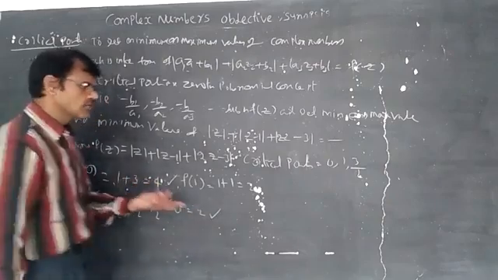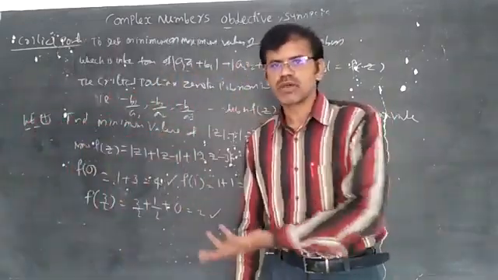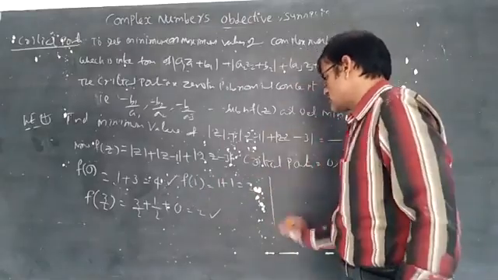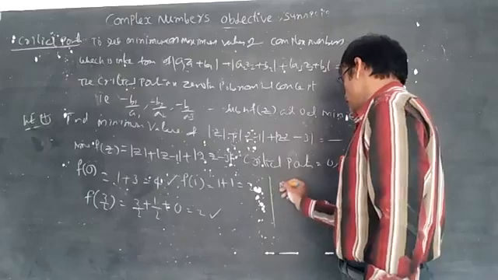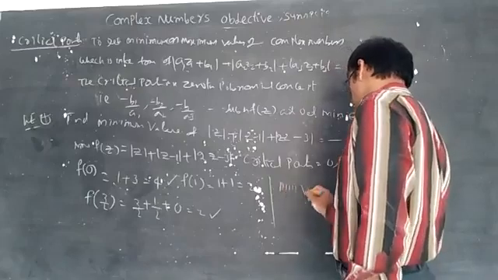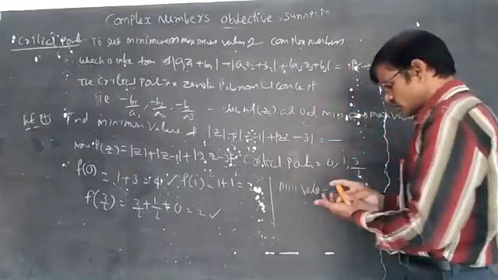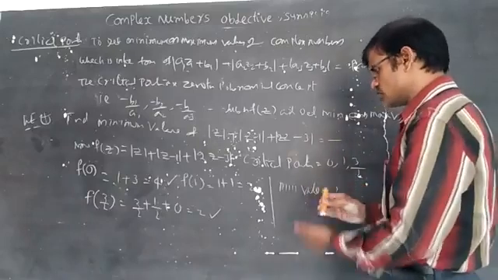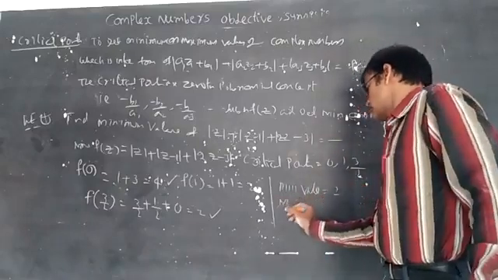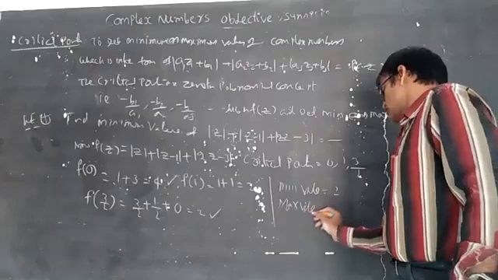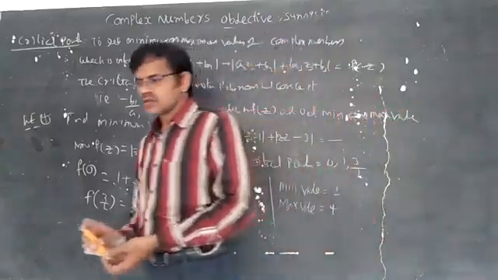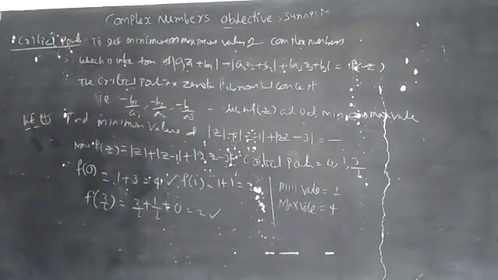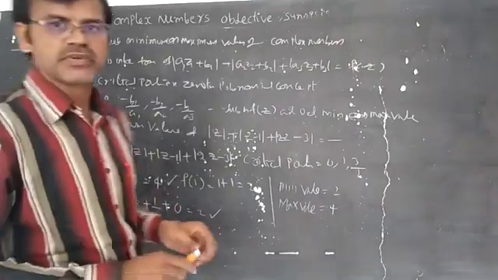So what is the minimum value here? If he is asking for the minimum value, substitute 2. If he is asking for the maximum value, substitute 4. That's all. No need to write more. The min value is equal to 2 and the max value is equal to 4. These are the concepts we are discussing here. Many concepts are apart from this.